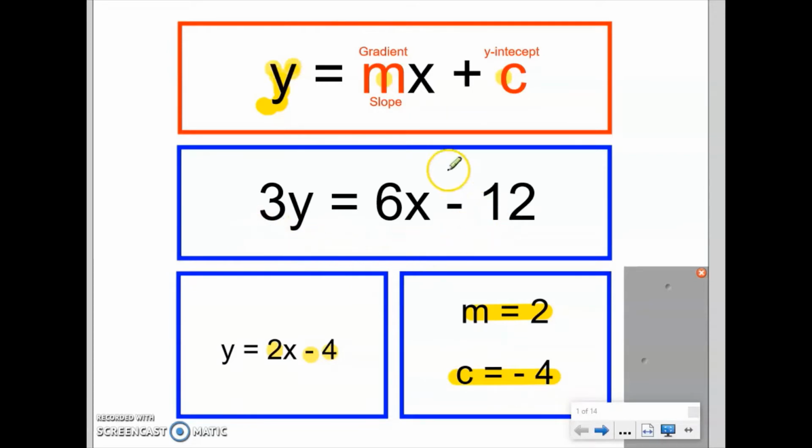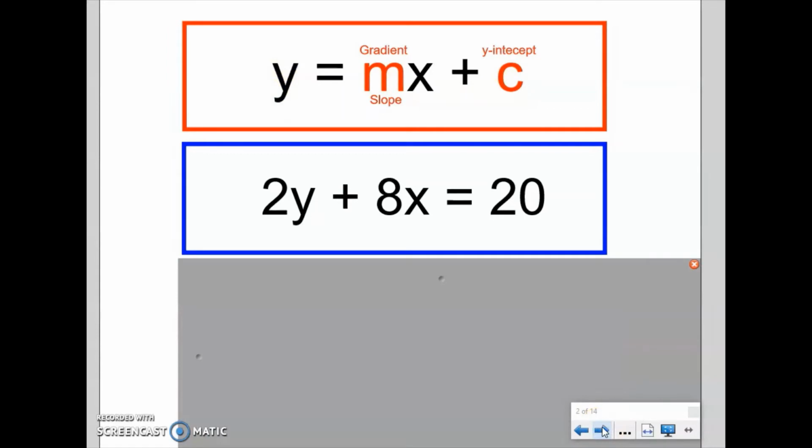So at first glance, you may have thought I was dealing with a gradient of 6 and a y-intercept of minus 12, but that was not in the correct order, not in the order I want to deal with. I wanted it in this order when I'm dealing with a singular y, which is why I ended up here. Then I was able to pull out my gradient and my y-intercept.